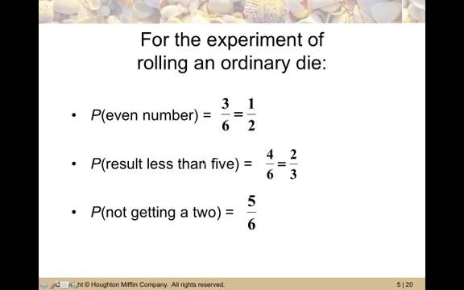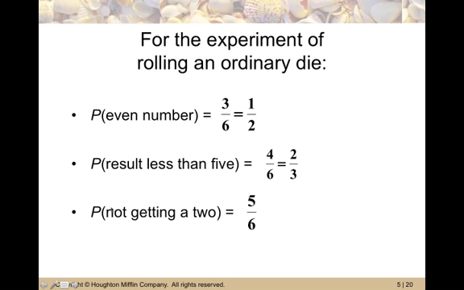The probability that you have a result less than 5, there's still 6 possible outcomes. 4 of them would qualify for the event, the result being less than 5. You could roll a 1, a 2, a 3, or a 4. And so 4/6 reduces to 2/3.